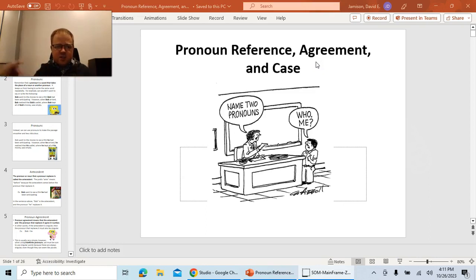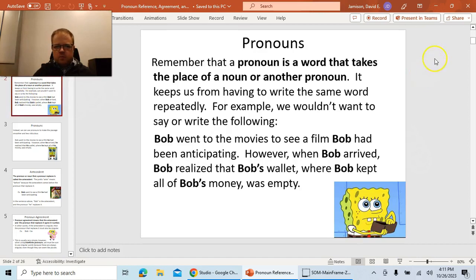But just like with subject-verb agreement, there's a lot of finicky little rules in there that will trip you up every once in a while, and definitely will be there on the test. So let's go through a few of those. First of all, kind of a refresher on what pronouns are.